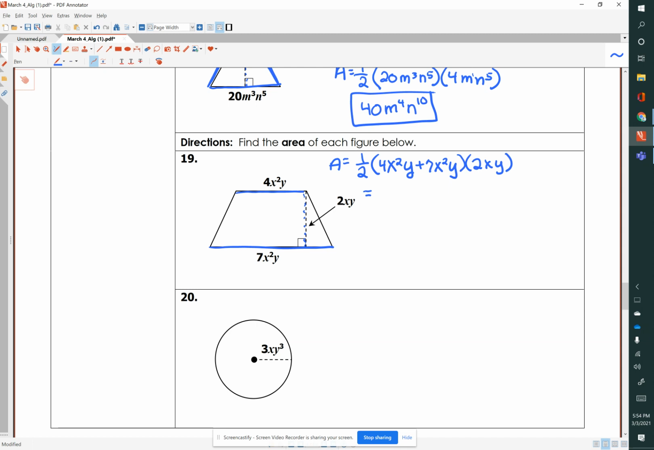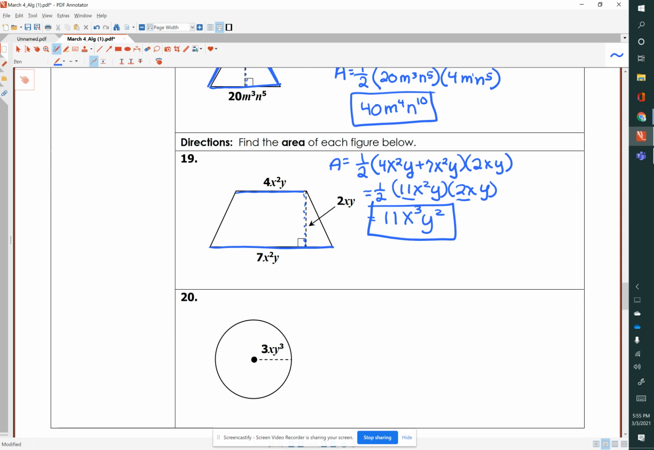So let's first combine inside the first set of parentheses. So we have 1/2. So 4 plus 7 is 11x squared y multiplied by 2xy. And 11 times 2 is 22. 22 multiplied by 1/2 is 11. And x squared times x is x to the third, because 2 plus 1 is 3. And y times y is y squared. And that's our final answer.